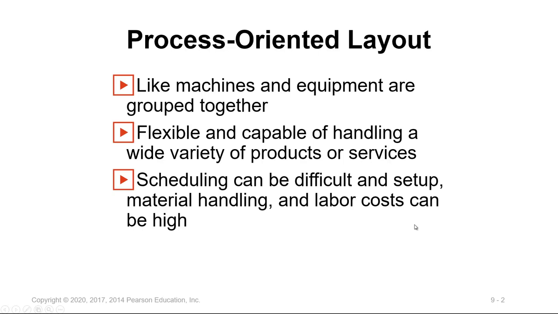In the process-oriented layout, machines and equipment are arranged in a certain order to accommodate the sequence of processes used to produce certain items. It's also called the job shop layout and should be flexible to handle a wide variety of products or services. Scheduling for such a layout could be difficult. In addition, the setup for the machines in a certain order, material handling, and labor costs could be high.